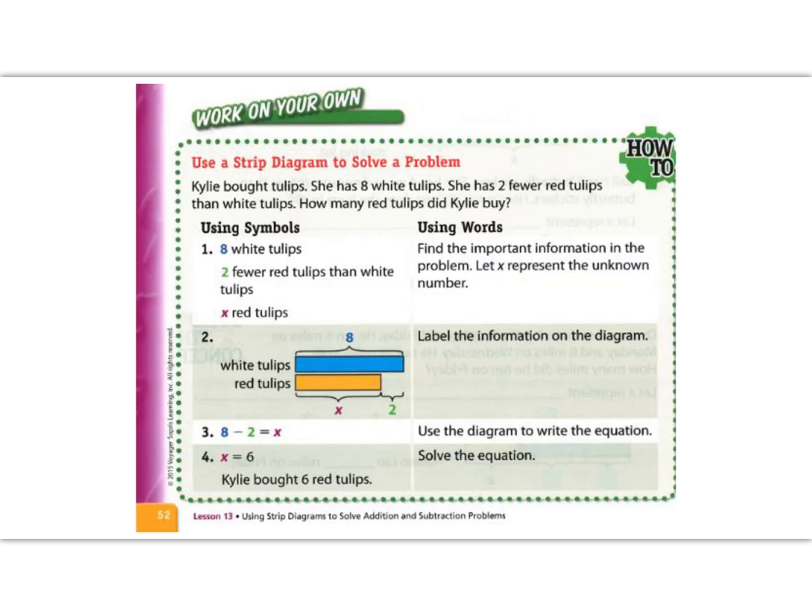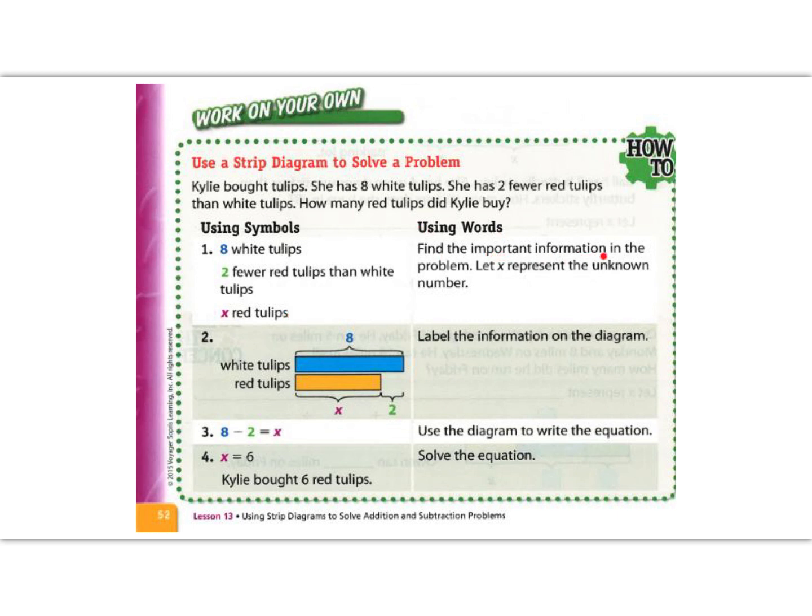All right, so using symbols, using a strip diagram to solve a problem, which is what we were just practicing. Kylie bought tulips. She has 8 white tulips. She has 2 fewer red tulips than white tulips. How many red tulips did Kylie buy? Well, she has 8 white tulips, 2 fewer red tulips than white, so X equals red tulips.